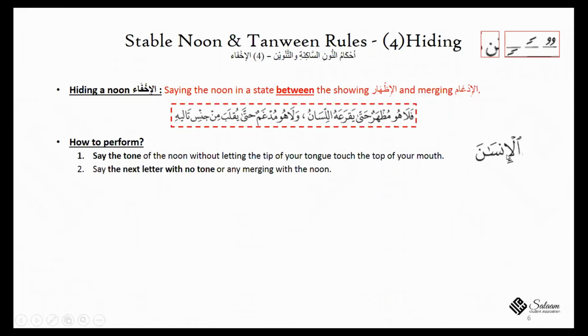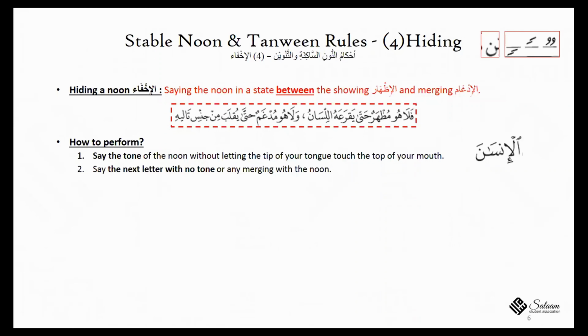So here is a noon sakinah, and there is a sin after it. Sin is one of the 15 letters that we did not discuss. This sin is one of the ikhfa letters, and now we want to perform ikhfa. So we will say al-insan. What I did is I kept the tone of the noon, but I did not make the tongue touch the top of the mouth.